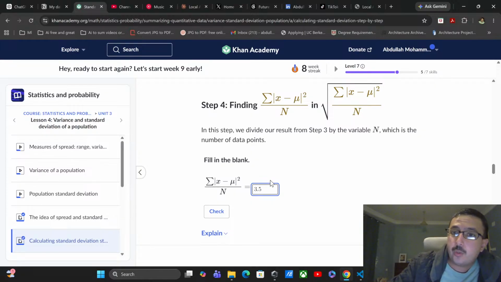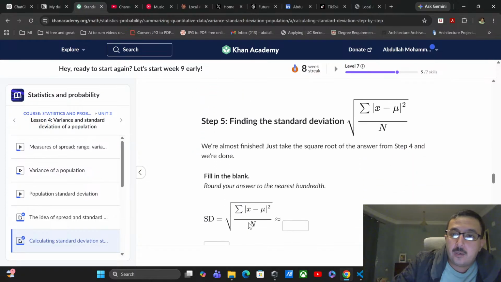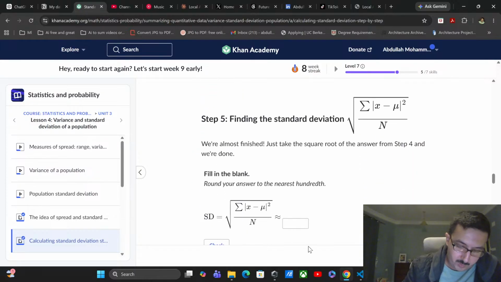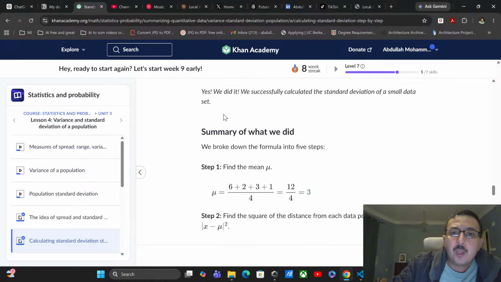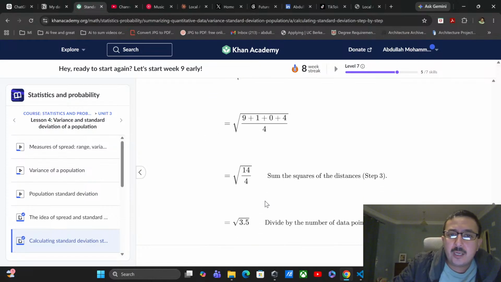I'm going to take the square root of it. Okay, the square root. It's 1.87, to the nearest hundredth. Okay. We did it, with a summary of what we did. We broke down the formula into 5 steps. Find the mean, mu. Okay, I know what we did.